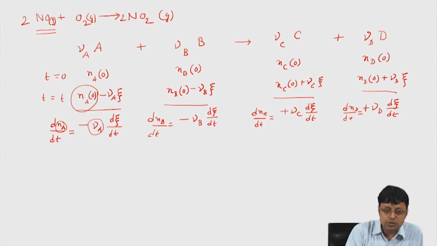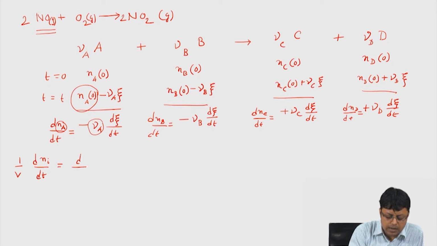So, we can divide both sides by the volume, and instead of writing 1 over V dNi dt, where i is some species which can be A, B, C or D, we can write it as d dt of Ni by V, or we can just write it as d dt of the concentration of i. That we can always write.